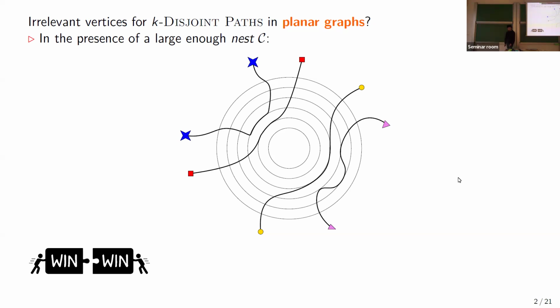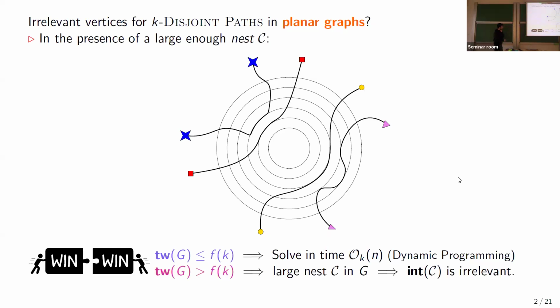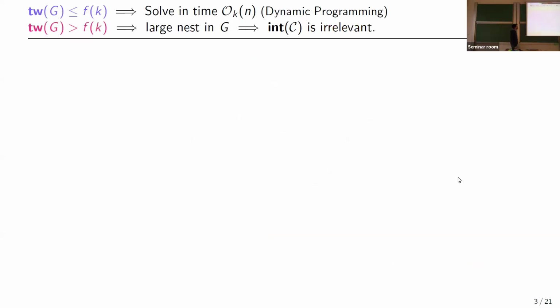So this is the win-win approach, where the notion of simplicity that I follow here, as I described the irrelevant vertex technique as a simplification procedure, basically means having small treewidth. If I have small treewidth, then I can solve the disjoint paths problem in linear time using dynamic programming. If the treewidth is large, then the idea is that large treewidth gives me a large nest. Once I have this large nest, it certifies that its interior is irrelevant, so I can completely erase these vertices from my problem, and this doesn't affect the status of the instance.